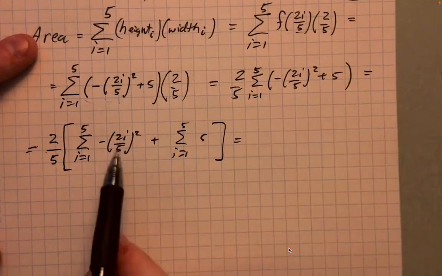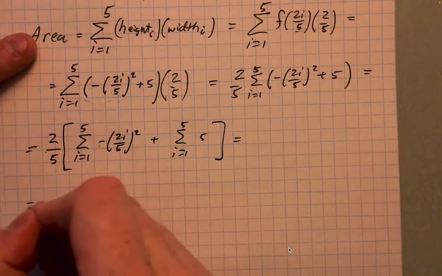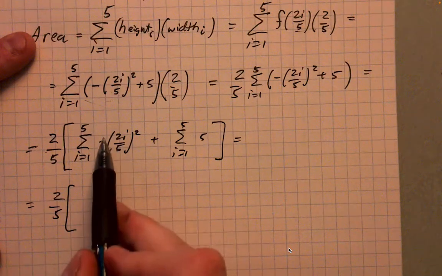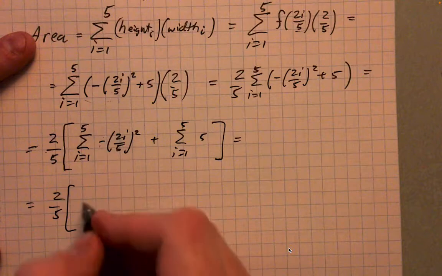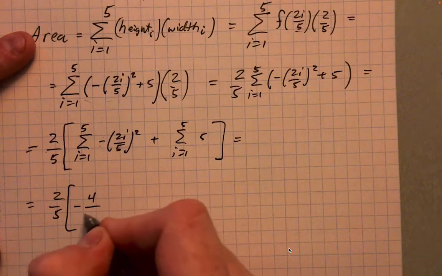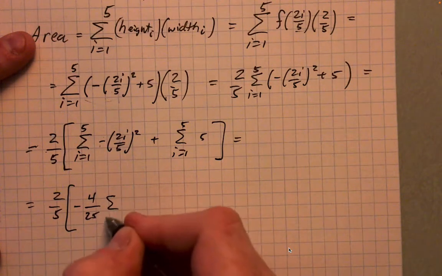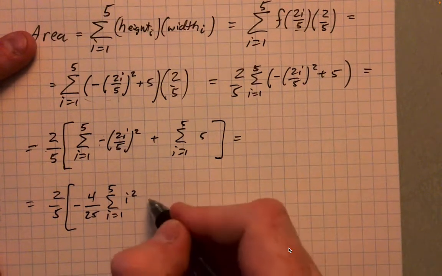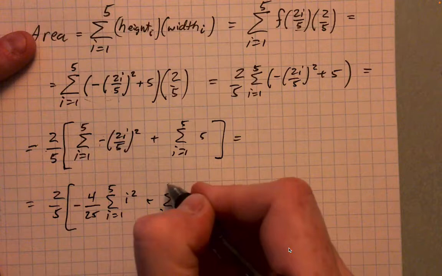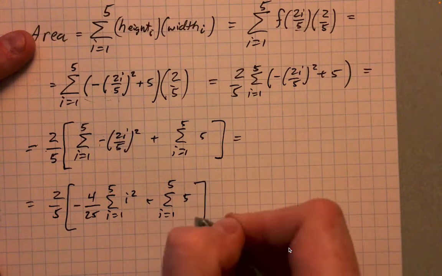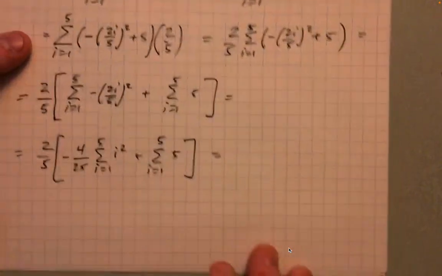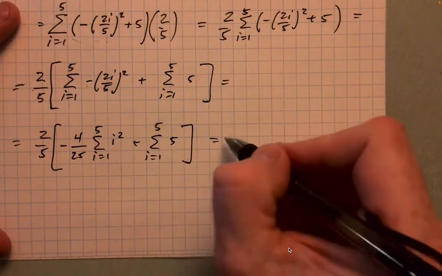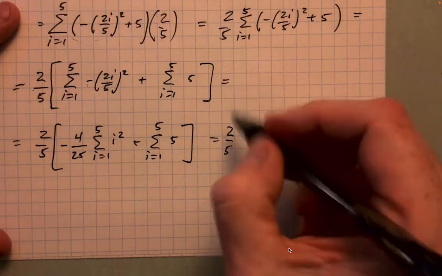And then this could be cleaned up in here. You could pull out the 2/5 squared, so it'd be negative 4/25, and then the sum from i equals 1 to 5 of i squared, plus the sum from i equals 1 to 5 of 5. I think you're probably seeing, hey, here's the sum of i squared, here's the sum of a constant, and so we could get all of these values out here.